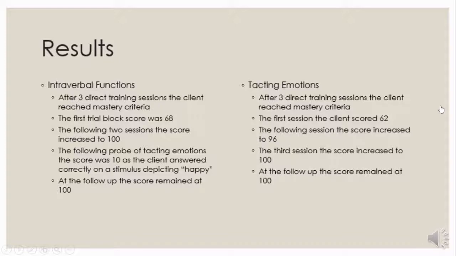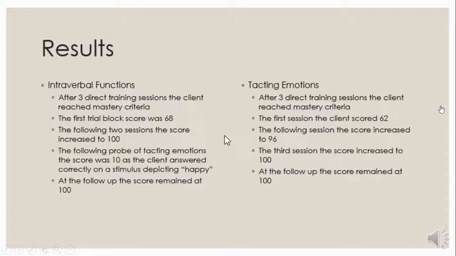Results. For intraverbal functions and tacting emotions, the client reached mastery criteria after 3 direct training sessions. For intraverbal functions, the trial block score was 68 for the first one. In the following 2 sessions, the score had increased to 100. Following the mastery of the function stimuli, a probe was conducted for the tacting of emotions, and the score was at 10% as the client answered correctly on a stimulus that depicted happy. At the follow-up, the score remained at 100.